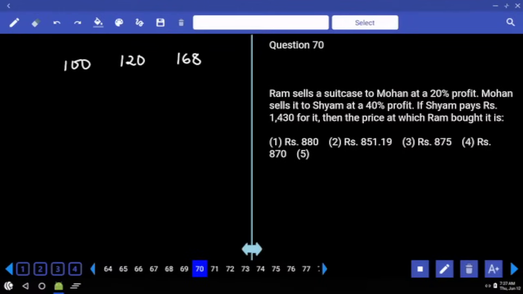168, correct? Okay. 14 into 30 is equal to 168. 1% value will be that. And we need 100%, so multiply by 100.